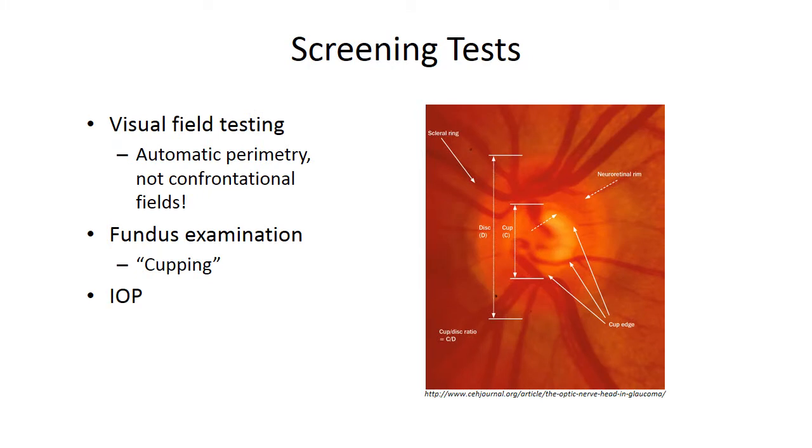There are three main parameters we assess when screening for glaucoma: visual field testing, which tests peripheral vision; the fundus examination, which allows direct visualization of the optic nerve in its cup; and intraocular pressures. Visual field testing looks for early asymptomatic losses. Confrontational field testing is not reliable, so one other method is automated perimetry, which we discuss in this or an adjacent video.